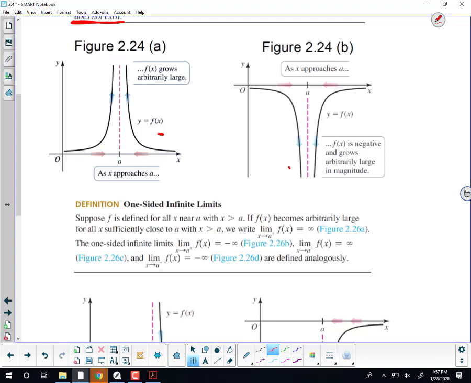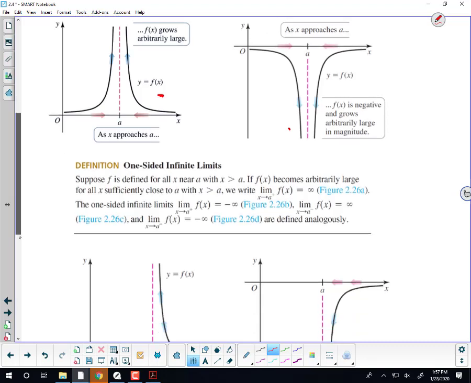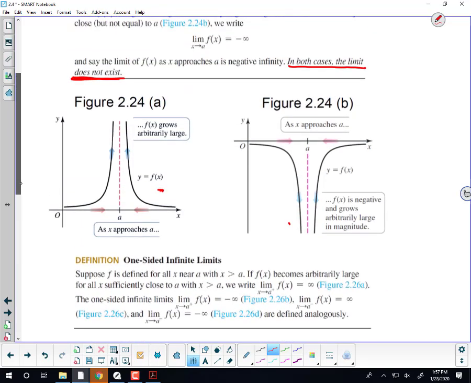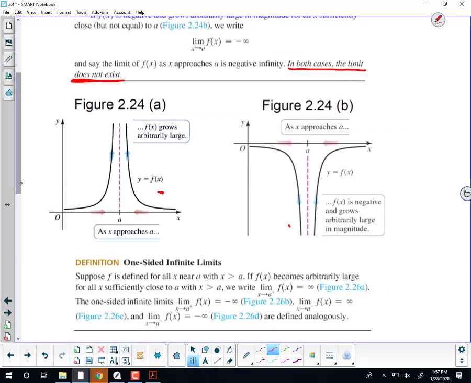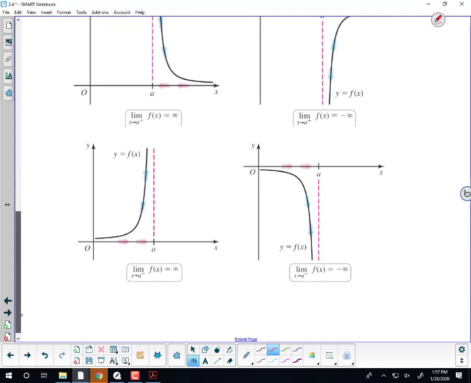Sorry those didn't print off for you. Does anyone have any questions on this? So we'll look at maybe one or two examples and take a break.